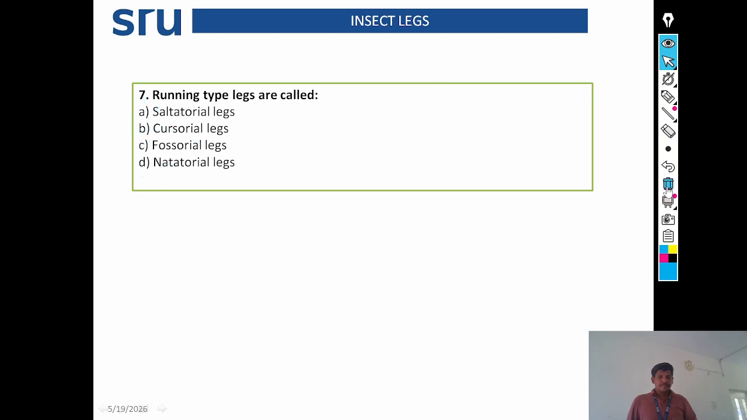Running type of legs are also known as saltatorial legs, cursorial legs, fossorial legs, or natatorial legs. Here the correct answer is cursorial legs. These cursorial or running legs are there in cockroach, ants. These saltatorial legs are the jumping legs. The hind leg of grasshopper is the saltatorial leg.